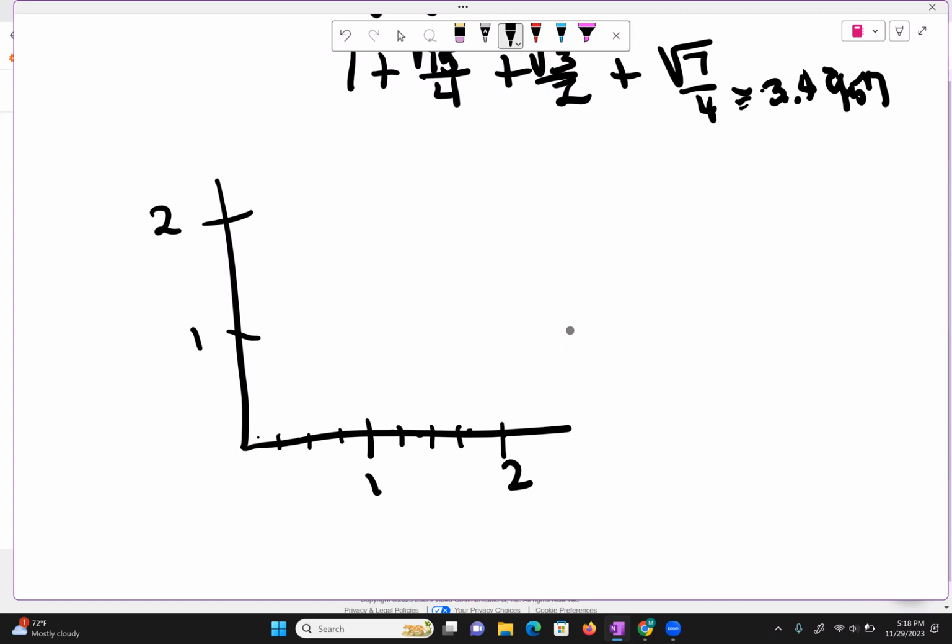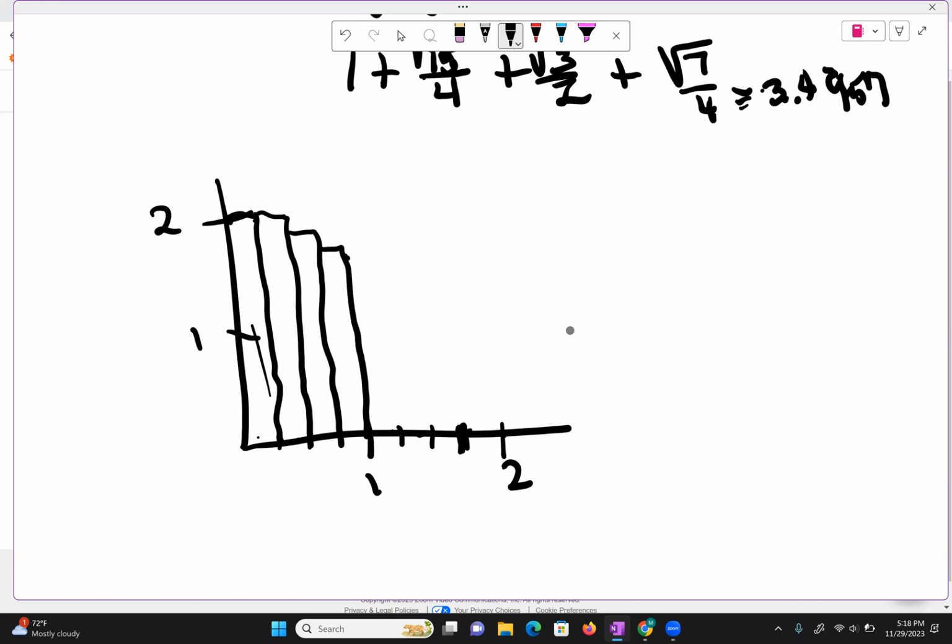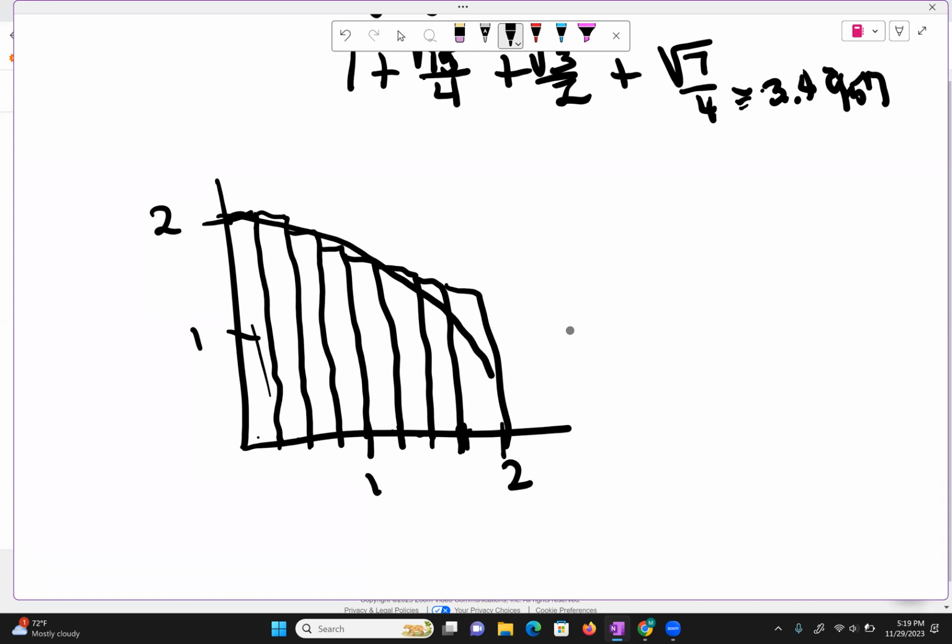Okay, so this is supposed to be a little bit more uniform. So here we go. This will be one trapezoid. This is our second trapezoid. Our third trapezoid. Our fourth trapezoid. Our fifth trapezoid. Sixth trapezoid. Seventh trapezoid and eighth trapezoid. And the idea is we're looking at this as it breaks down.